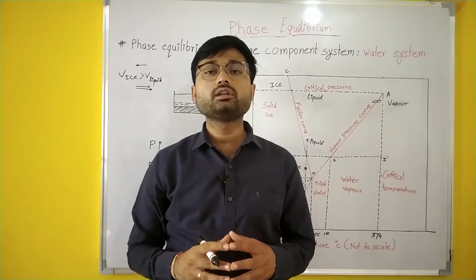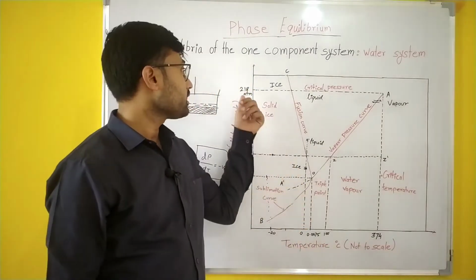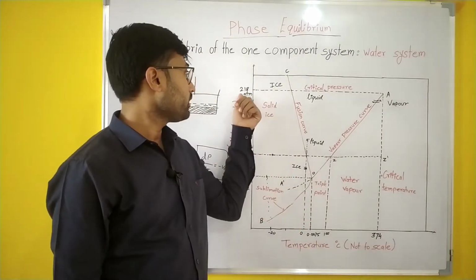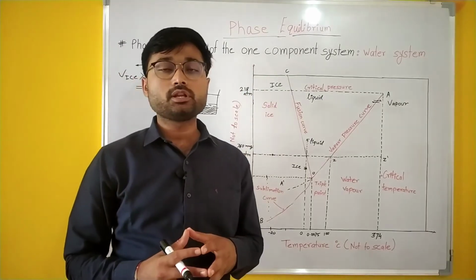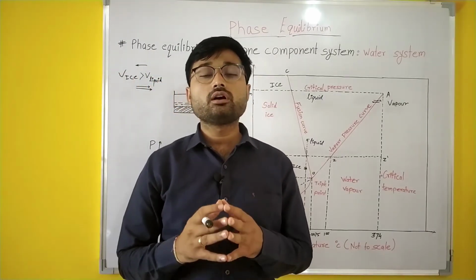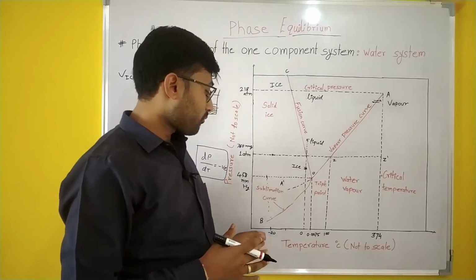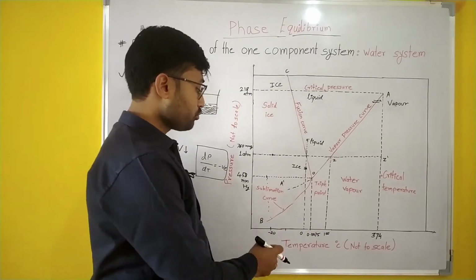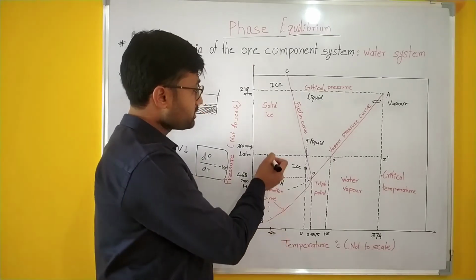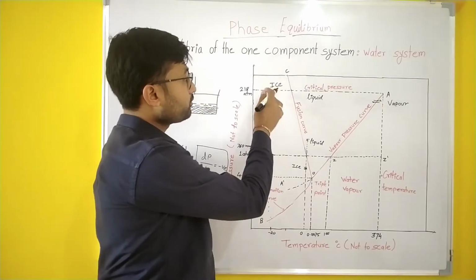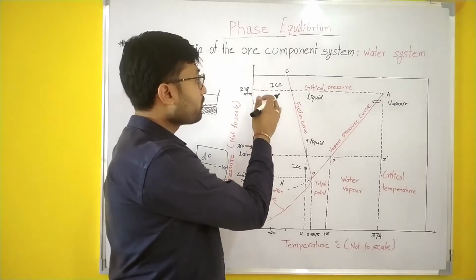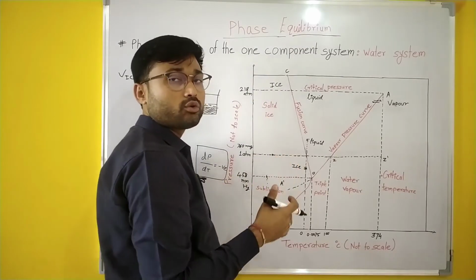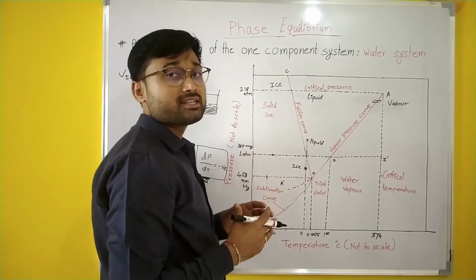Now we are going to see another condition. Another condition is at higher pressure, where 218 atmospheric pressure is there. Now we are going to change the temperature from -20 to 374 degrees Celsius. At -20 degrees Celsius, as you can see, your water is in the form of ice, that is solid. So high pressure and ice is there.